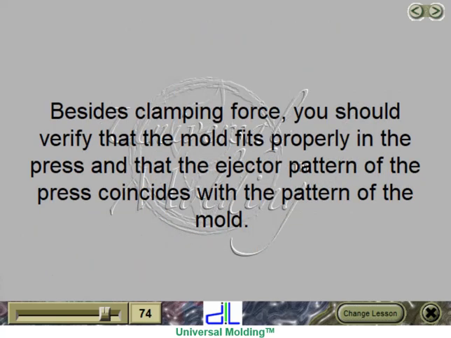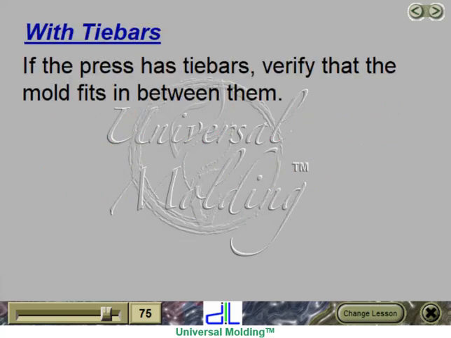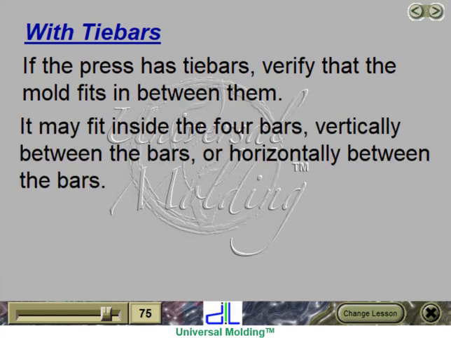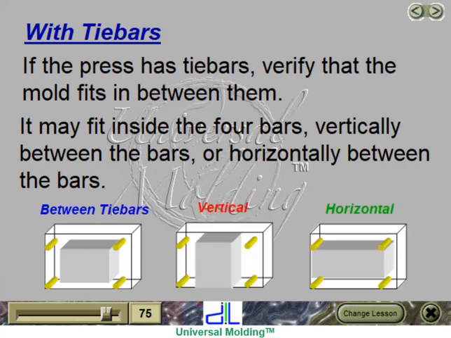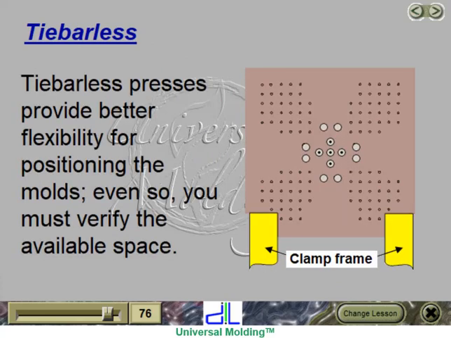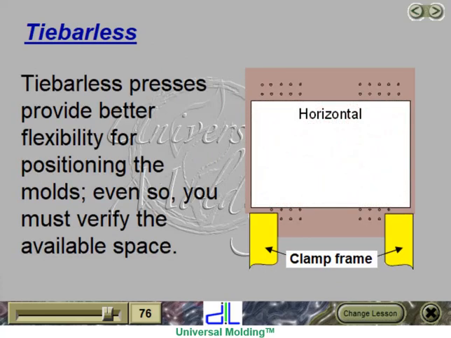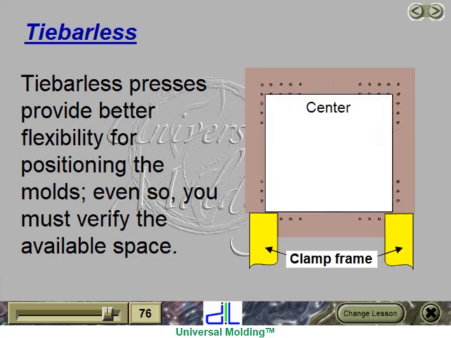Besides clamping force, you should verify that the mold fits properly in the press and that the ejector pattern of the press coincides with the pattern of the mold. Press spacing. With tie bars. If the press has tie bars, verify that the mold fits in between them. It may fit inside the 4 bars, vertically between the bars, or horizontally between the bars. Tie barless. Tie barless presses provide better flexibility for positioning the molds. Even so, you must verify the available space.